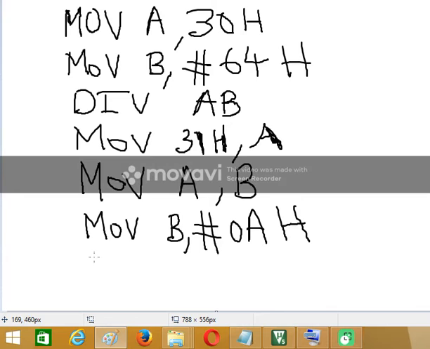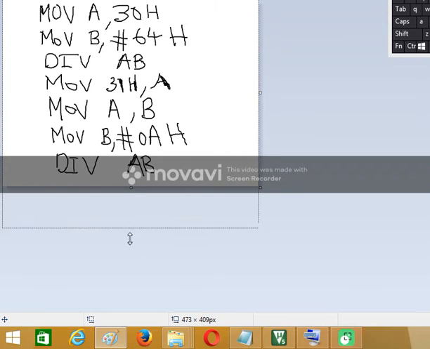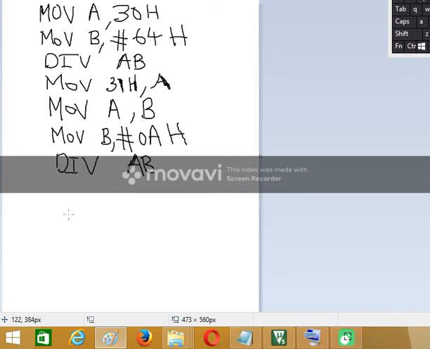So you can divide, DIV AB. After division by the hex equivalent of 10, the quotient in A will be the tens place, and the remainder in B will be the units place. You have to pack them. How will you pack them? The tens place is already in A.